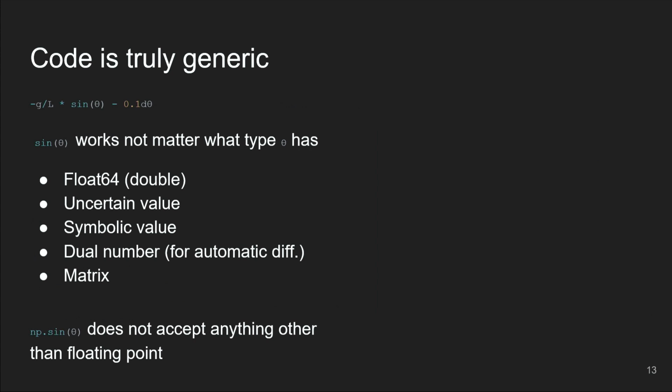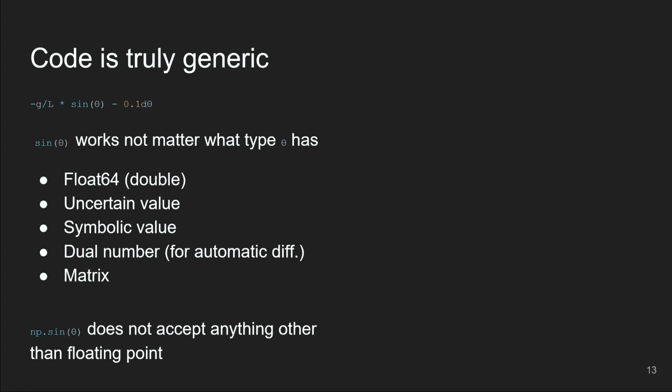I will extract the equation for the force in the pendulum. We have it here. So we have a call to the division operator, multiplication, and a call to the sine function. And sine of theta here works no matter what type theta has, as long as there is a method for sine that accepts that type. So it could be a standard floating point value, but it can also be an uncertain value like we saw. It could be a symbolic value from a symbolic toolbox. It could be a dual number for automatic differentiation, or it can even be a matrix because sine is well defined for matrices.